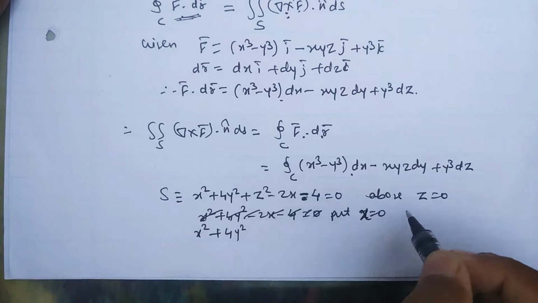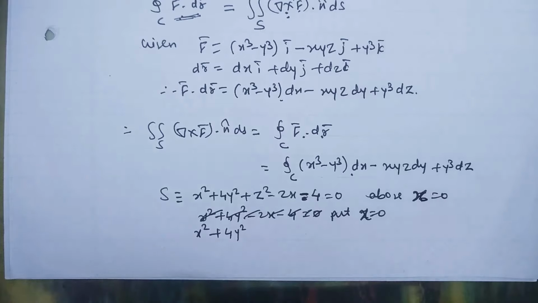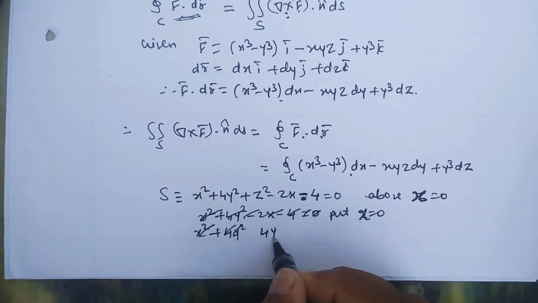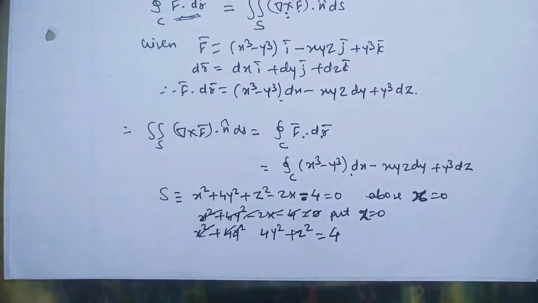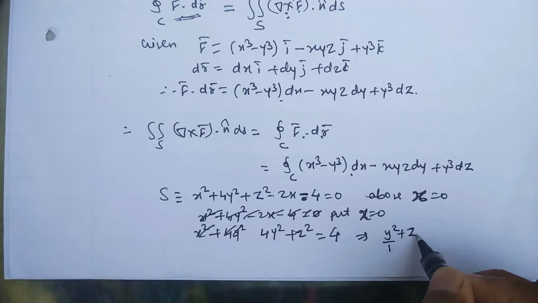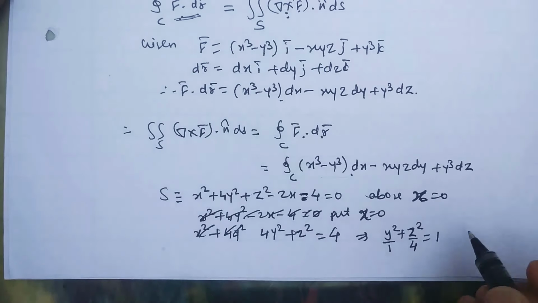We are going to put x equals 0. Sorry, the surface is above the surface x equals 0. So, we are going to put x equals 0. So, we will get here 4y squared plus z squared minus 4 equals 0, that means equals 4. This implies y squared upon 1 plus z squared upon 4 equals 1. You get this if you divide by 4 here. That is the equation of an ellipse.